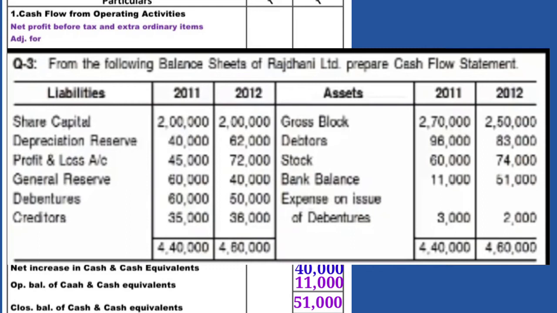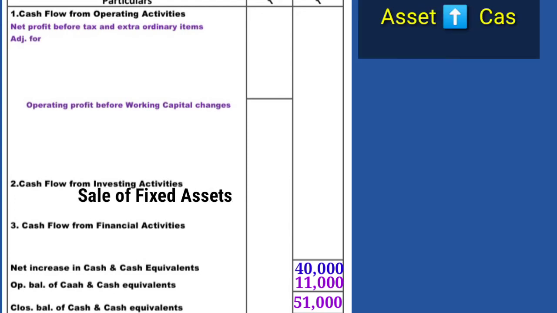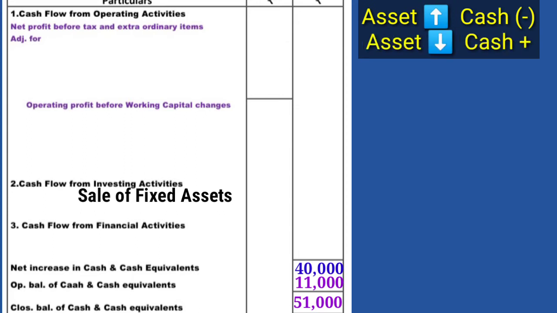If the value of fixed asset is decreased, that is because of sale. And if the value of fixed asset is increased, that is because of purchase. Right? Here 20,000 is a decrease. This we will write in investing activity: sale of fixed asset. We know we have a golden rule. When asset increases, cash balance decreases. When asset decreases, cash balance increases.